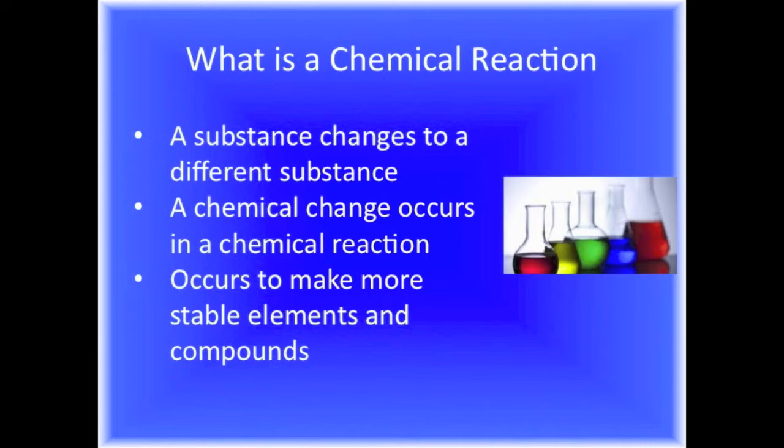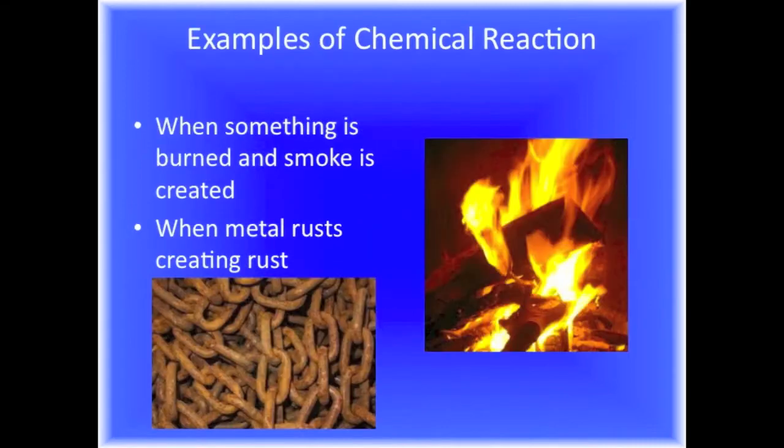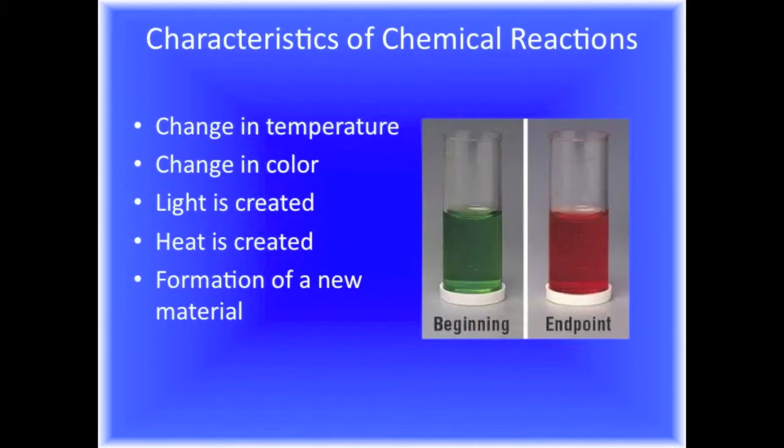A chemical change occurs when a substance changes to a different substance and forms a new material. What brings about this change is a chemical reaction. A chemical change occurs to make more stable elements and compounds, which are the building blocks in chemistry. You can tell when a chemical reaction takes place if the substance changes temperature, color, or it starts to bubble, produces heat, or it lights up.